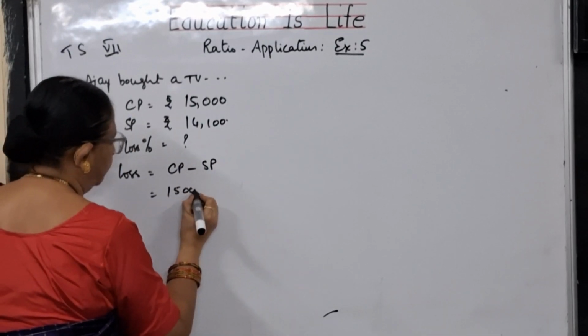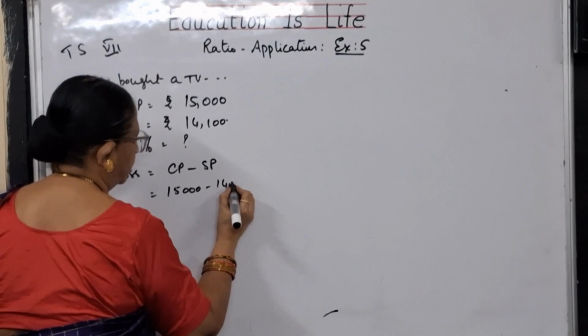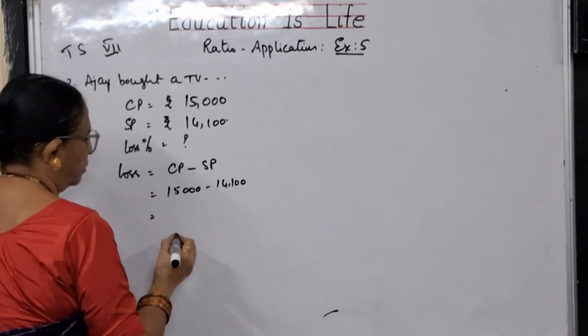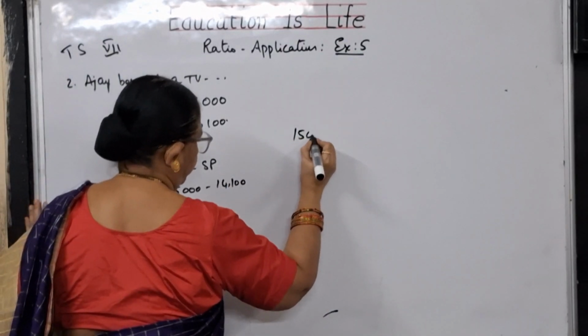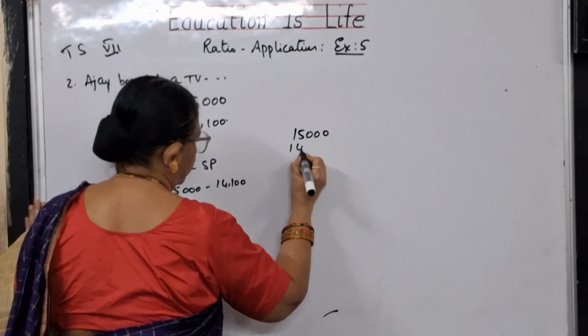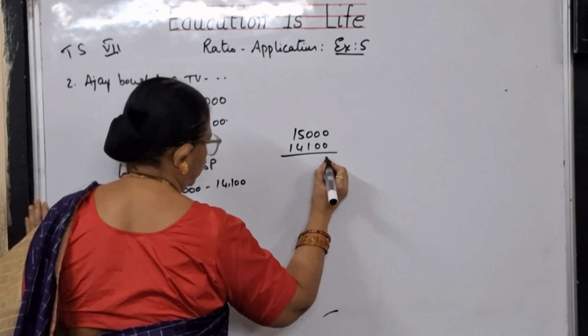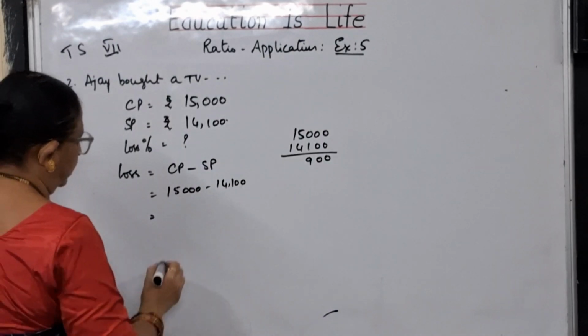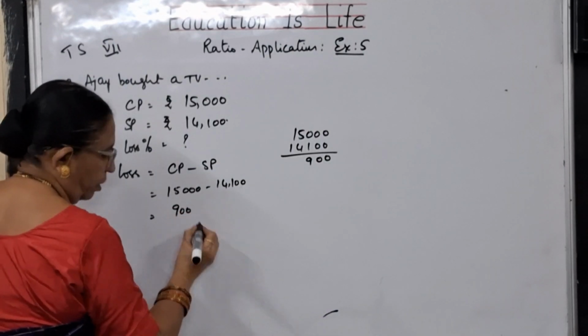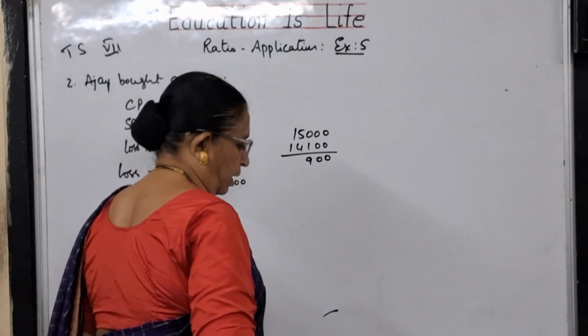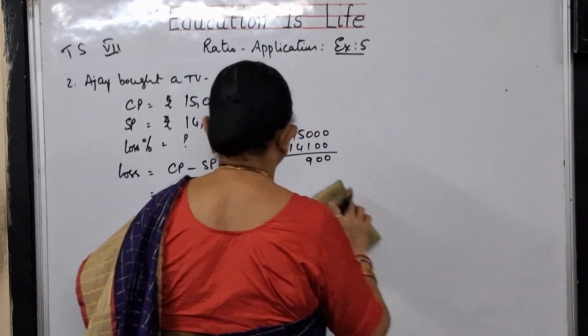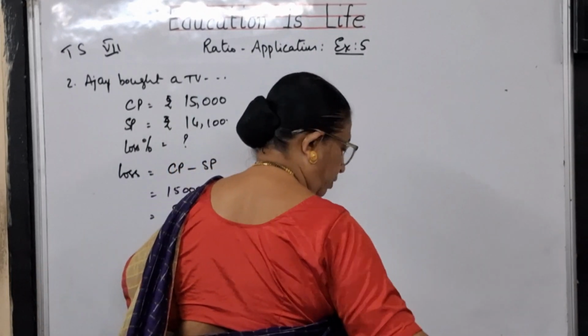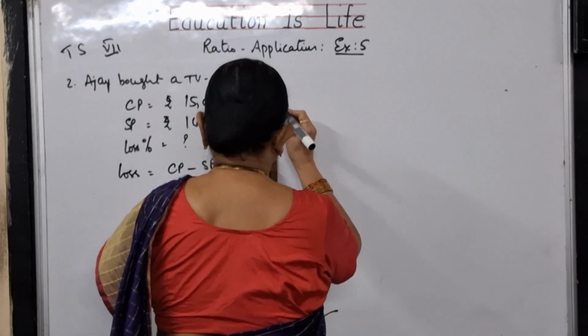So 15,000 minus 14,100. So it is 900. So loss is 900 rupees. Now you need to find out loss percentage.